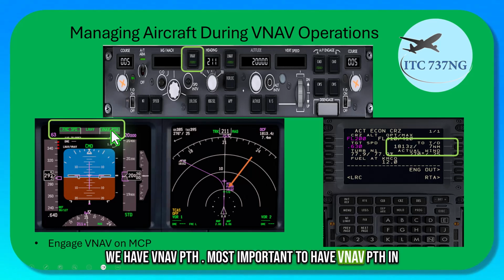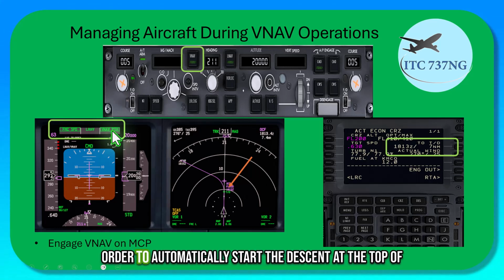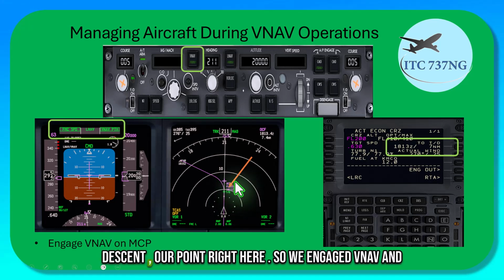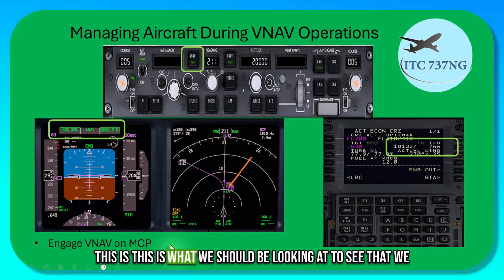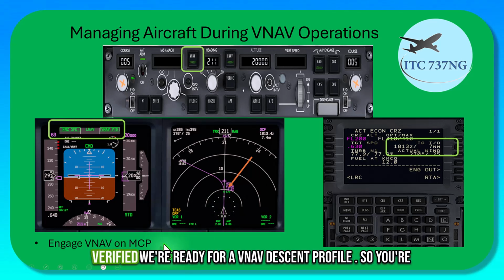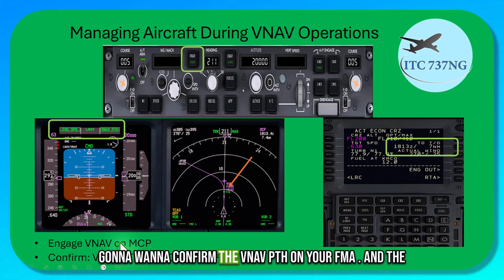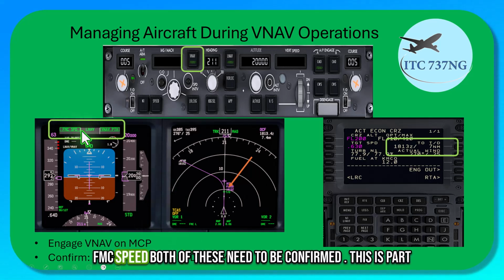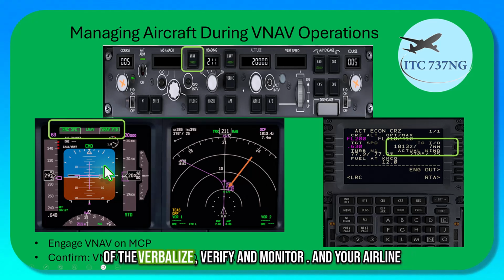Most important to have VNAV path in to automatically start the descent at the top of descent, our point right here. So we engage VNAV, and this is what we should be looking at to see that we verified we're ready for a VNAV descent profile. So you're going to confirm the VNAV path on your FMA and the FMC speed. Both of these need to be confirmed. This is part of the verbalize, verify, and monitor.